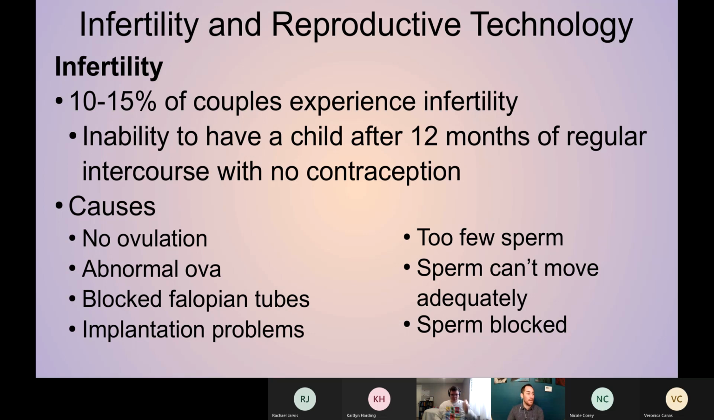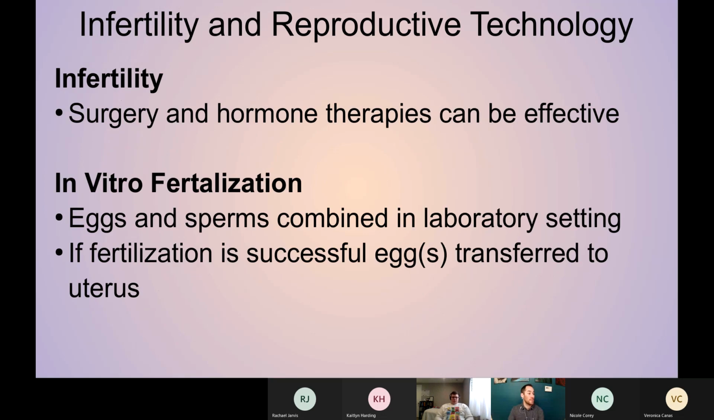I know some people who've had just quick hormone therapies for fertility, and it worked really well, versus some people in my family who have had to have surgery, or even had to do in vitro fertilization to be able to have a child. So it really just depends on what it is specifically with you and a partner that is leading to the infertility.